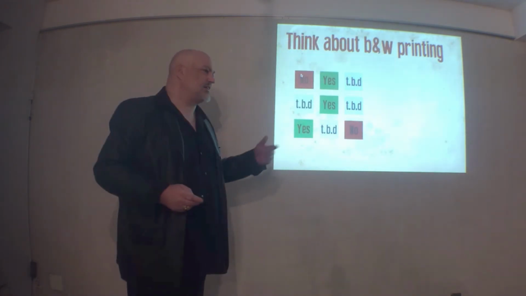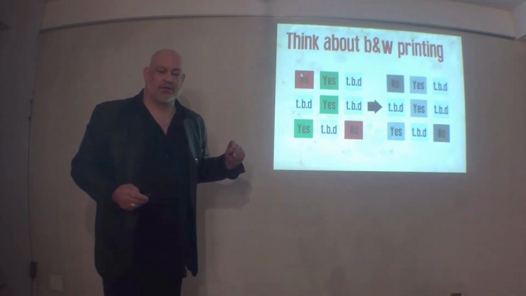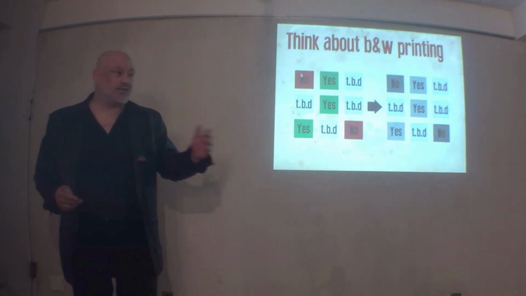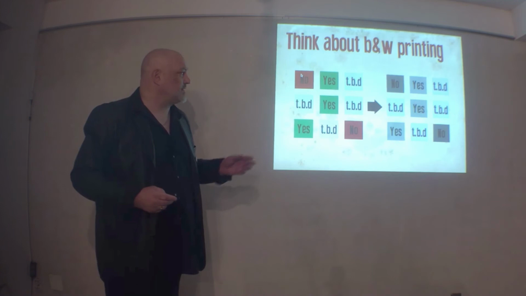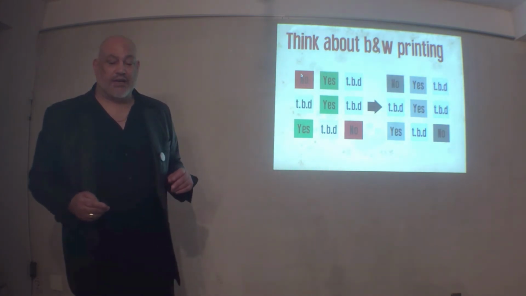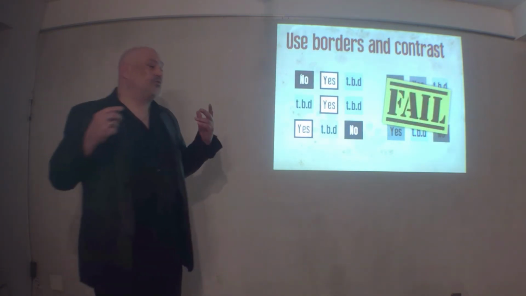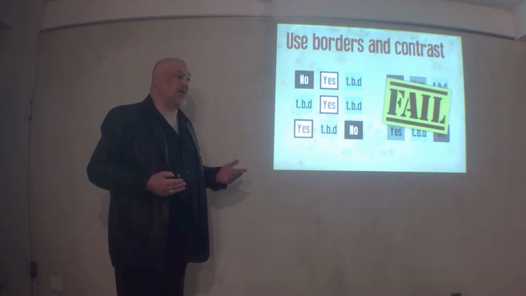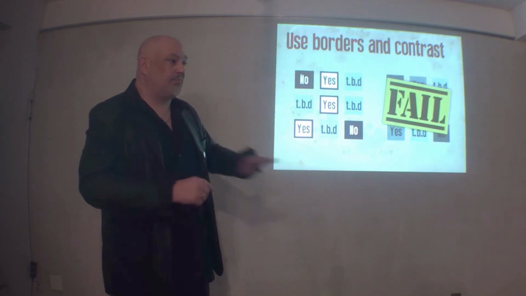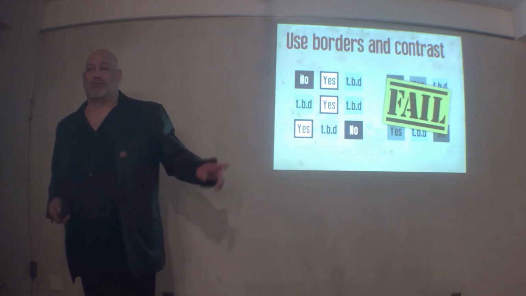And as I said, if it comes to black and white printing, this sometimes doesn't work. Black and white would look maybe like this. Yeah? You can still tell now, but not as fast as with color. So in that case, I would suggest using borders and contrast. Then it works again, and it works pretty fast. So boom, it's there, bang, no discussion. Everybody knows what's yes, what's no, what's to be done.